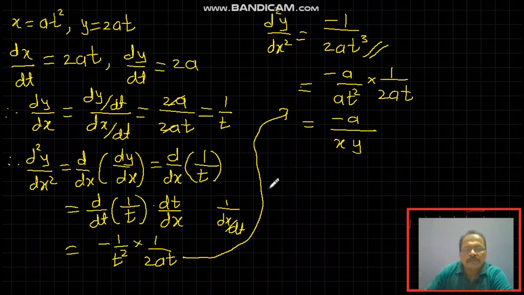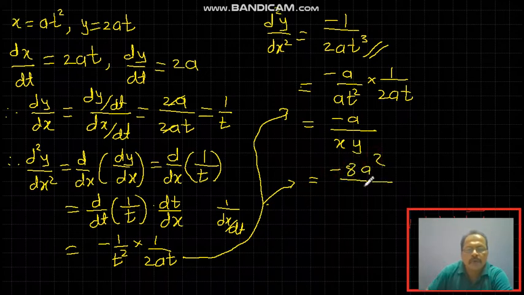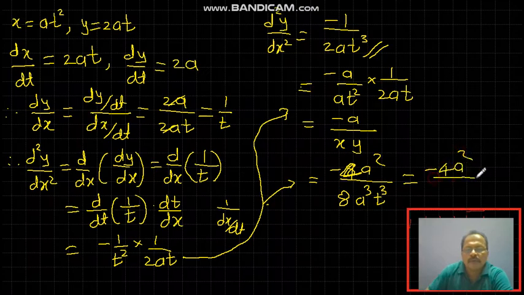Or from this step only I can write minus 1 upon 2a t cube, that is minus 4a square upon 8a cube t cube, that is minus 4a square upon (2at) whole cube, which is minus 4a square upon y cube.